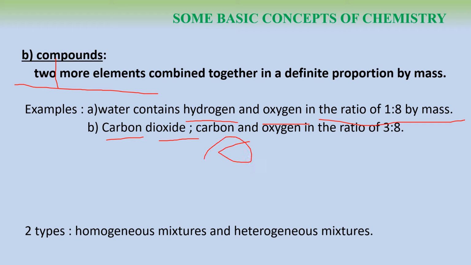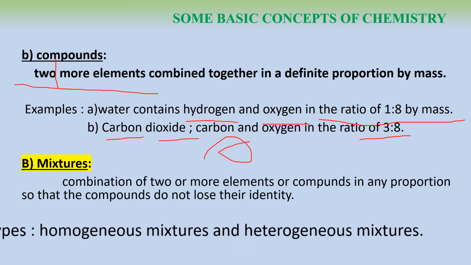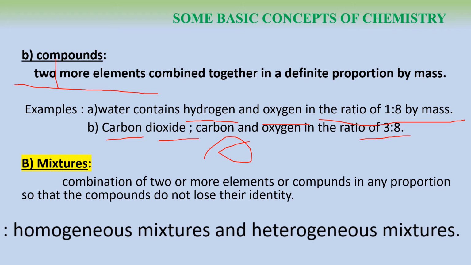Okay, they are in a fixed ratio of 3 is to 8. In compounds, two or more elements are in a fixed ratio. For example, water and carbon dioxide. Next, mixtures. You all might have eaten mixtures like that. Mixtures are mixed with a lot of stuff. Mixtures are a combination of two or more elements or compounds in any proportion.